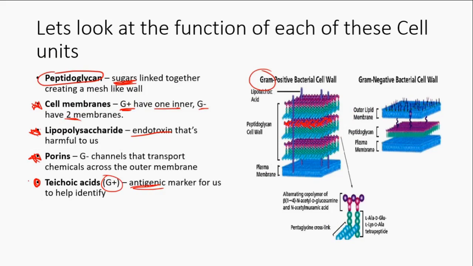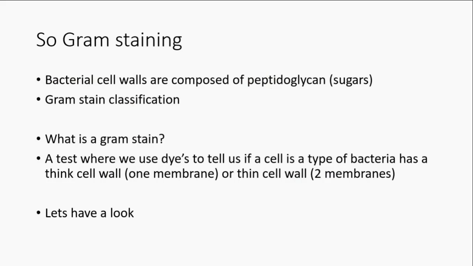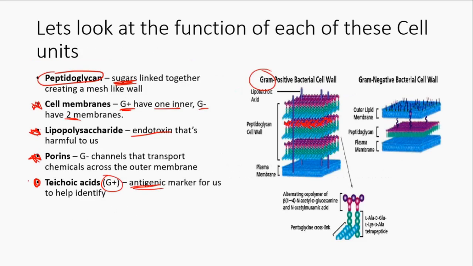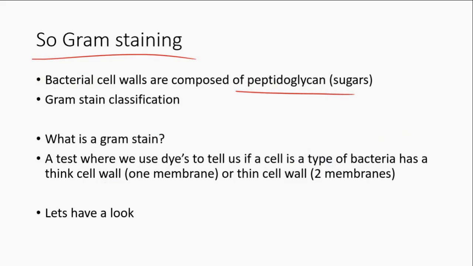So this was basically to give you an understanding of the components of the bacterial cell wall. Now let's look at gram staining. What is gram staining? Now that we understand the difference between a gram-positive and a gram-negative bacterial cell wall, let's understand what the stain is and how you get a purple color or a red color. As we said, bacterial cell walls are composed of different peptidoglycans. These are sugars, and that's what makes this mesh-like structure. It helps us in gram stain classification.